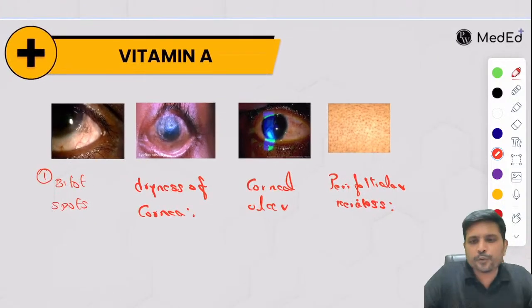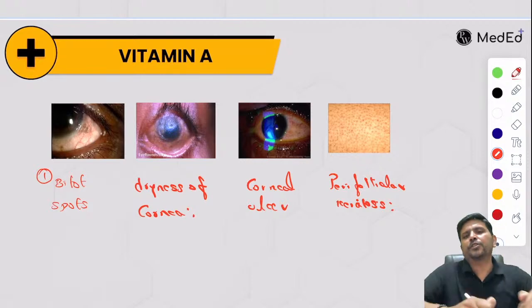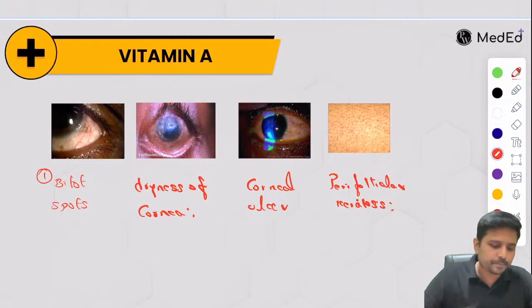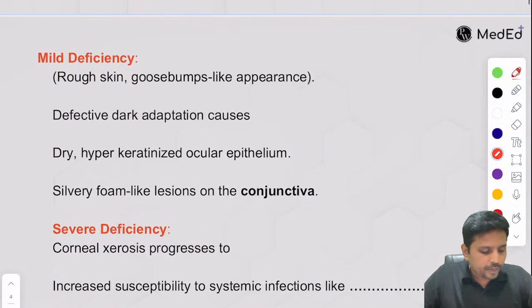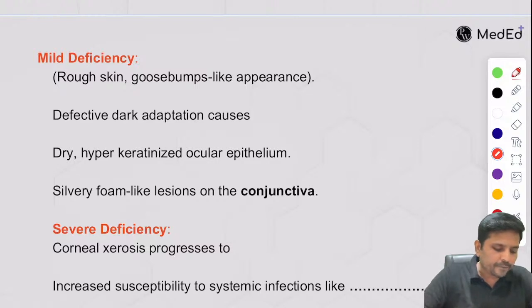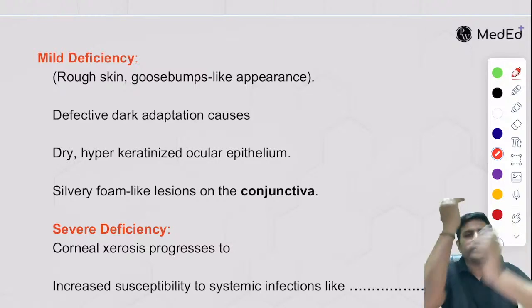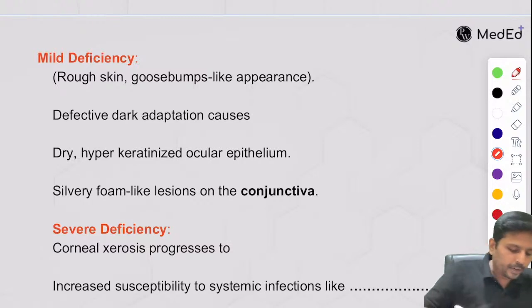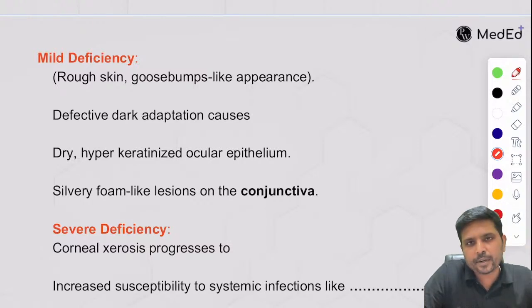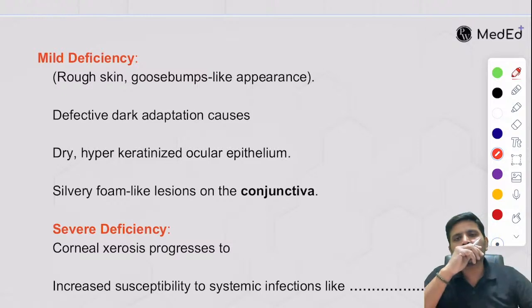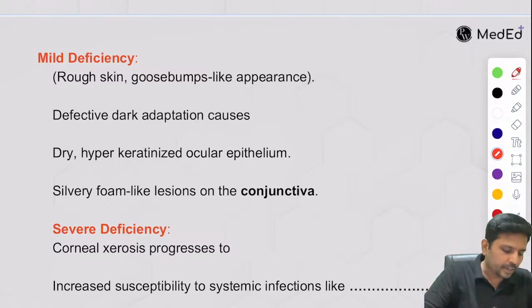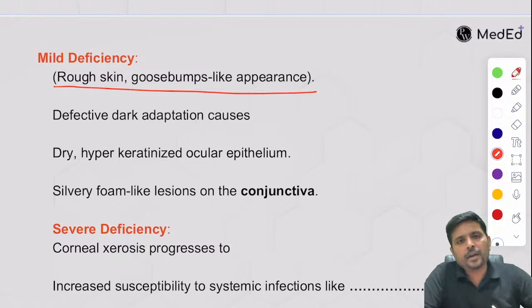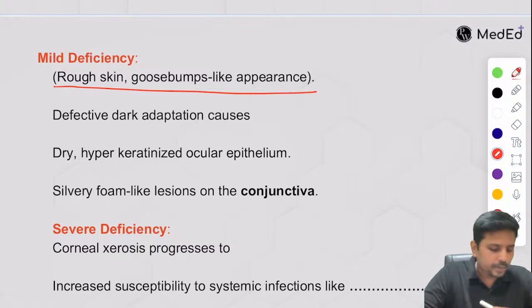So these four pictures were shown in order to bring you into this topic. What is this? A rough skin with a goosebump like appearance. Can anyone tell me what this is? If you have a rough, goosebump like appearance of the skin in the elbow area, what is this? Toad like skin.